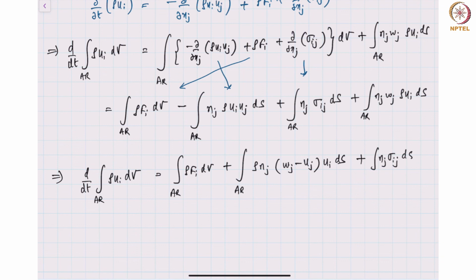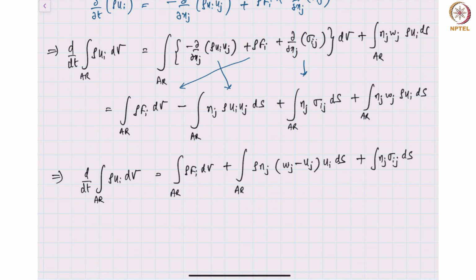Notice again that j is the repeated index, so wherever j appears it has to appear exactly twice. For example, in the second term, wj minus uj is a vector, and this vector is multiplied by nj, a dot product with nj. So this would be something like n dot (w minus u). That's the kind of term that we have here. And this is n dot sigma. That's the kind of term that we have here.